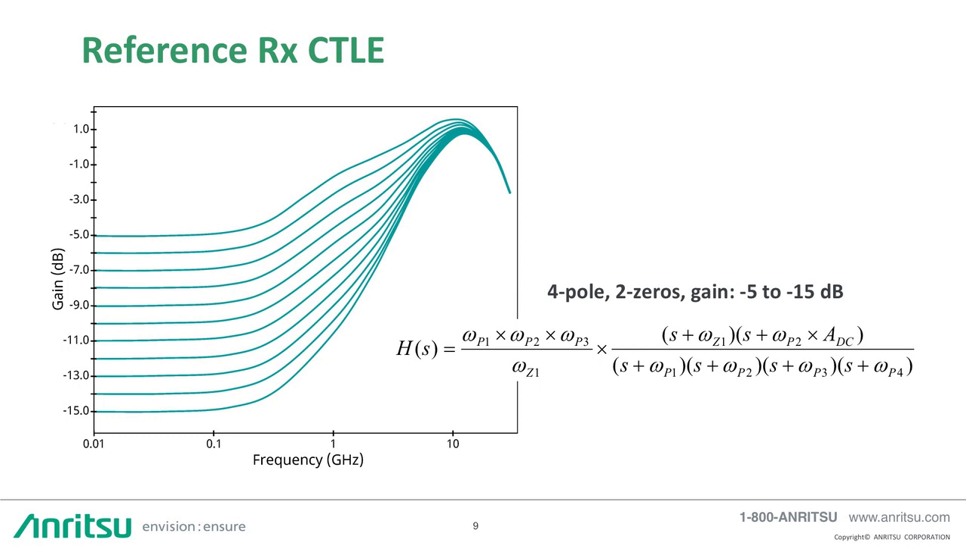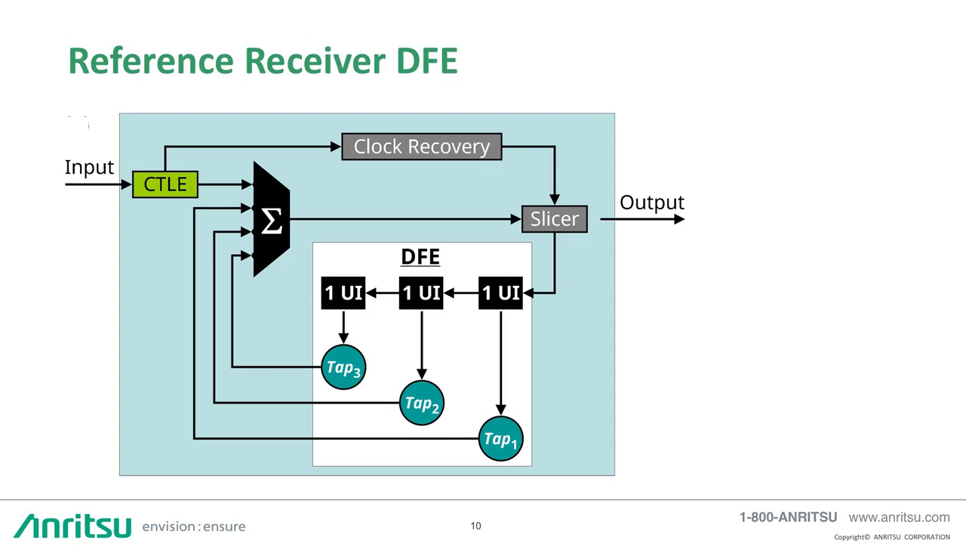Rather than the 2-pole 1-0 continuous time linear equalization filter response, PCIe 5 uses a 4-pole 2-0 CTLE filter response. The new CTLE offers greater flexibility and a deeper range of gain, from -5 to -15 decibels in 1 dB steps, as shown here. PCIe 5 also adds a third tap to the reference receiver decision feedback equalizer, the DFE.